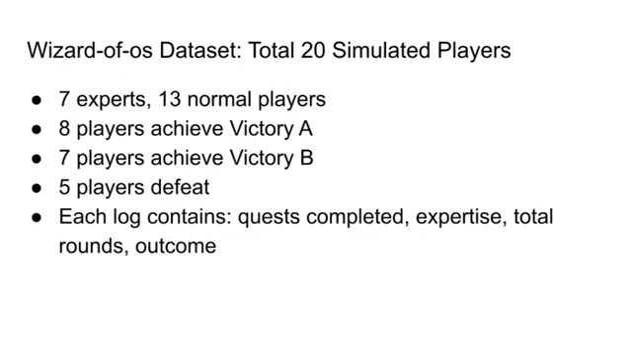We simulated 20 players using a Wizard of Oz approach. 7 players are labeled experts, while the other 13 are normal players. 8 players reached Victory A, 7 reached Victory B, and 5 failed to reach any victory. For each player, we recorded their sequence of quests, expertise level, total rounds, and outcome.